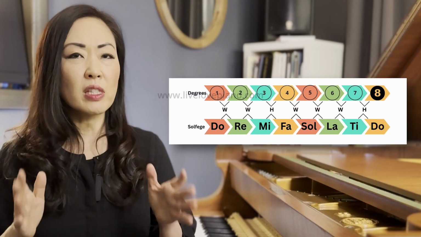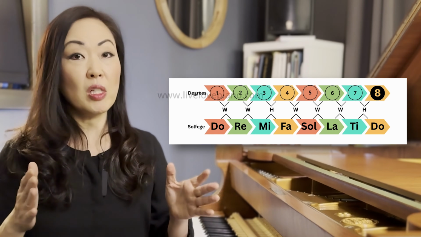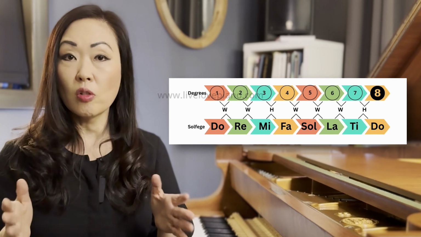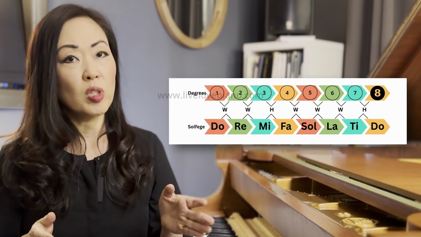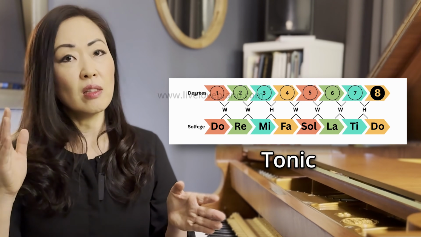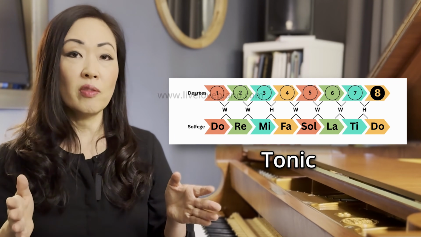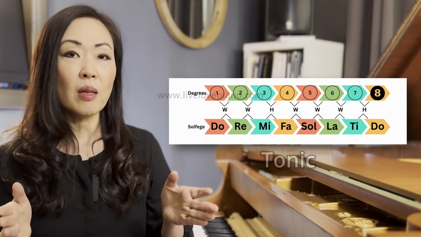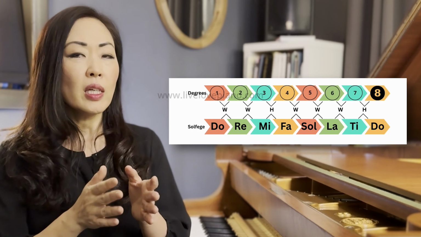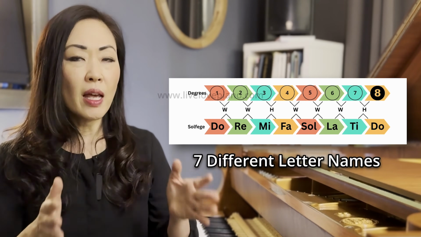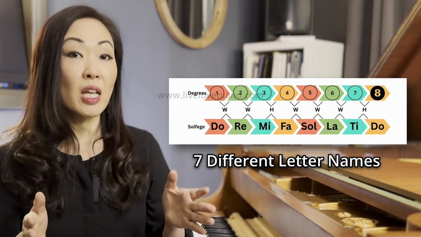So major scale, like 1 octave of major scale, there are 8 notes. But the first note, which is sometimes called tonic, and the last note in 1 octave of major scale are the same letter name. So in a major scale, there are 7 different letter names.